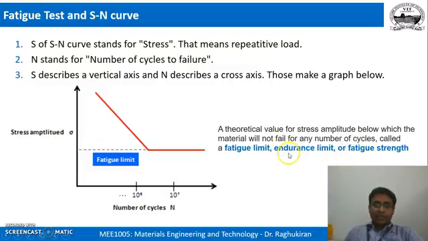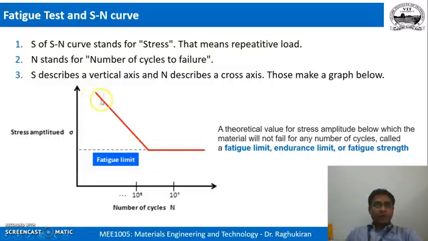So fatigue strength, like the way you have yield strength for gradual load, you have fatigue strength, you have endurance limit, you have fatigue limit. All these represent the stress amplitude at which the material can sustain an infinite number of load cycles. Okay, that is the meaning of that.